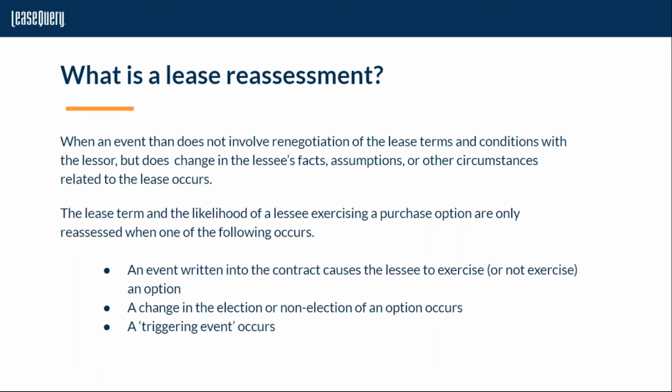Paraphrased from ASC 842, the lease term and the likelihood of a lessee exercising a purchase option are only reassessed when one of the following occurs. An event written into the contract causes the lessee to exercise or not exercise an option. A change in the election or non-election of an option occurs, or a triggering event occurs, whereas triggering events are thought of as a significant event or significant change in circumstances that is both within the lessee's control and directly affects the assessment of whether the lessee is reasonably certain to exercise an option.